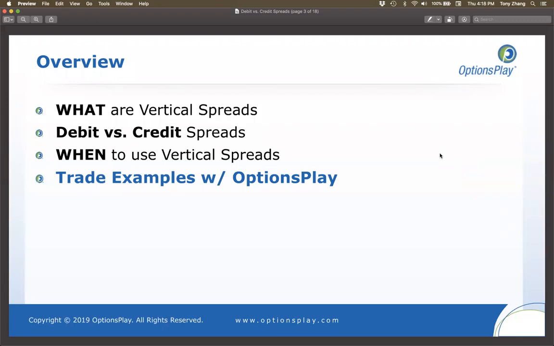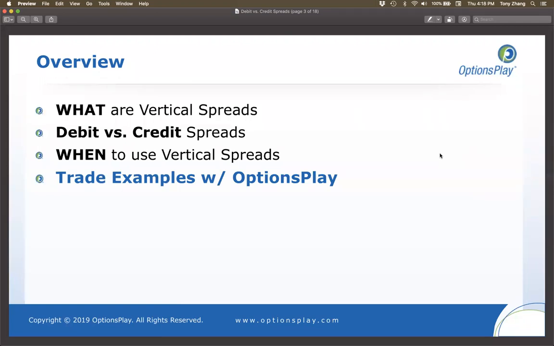So let's go ahead and get started. Today, what I want to define is what vertical spreads are. For those of you that are brand new to options trading, I want to first talk about what vertical spreads are. Then we're going to break them down into debit versus credit before we talk about when you should utilize vertical spreads, when you should utilize debit spreads, and when you should utilize credit spreads, and then go through as many examples as possible, because I think that's the best way to truly learn.